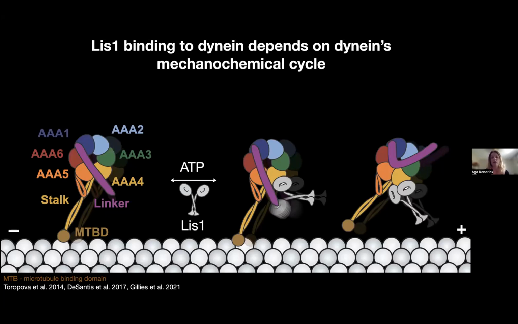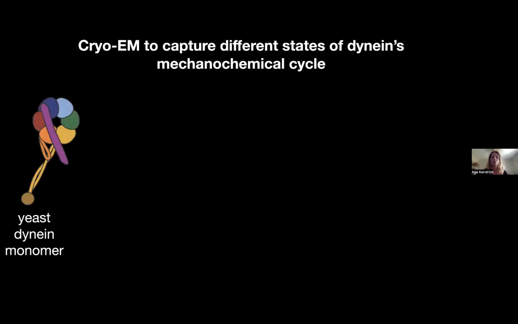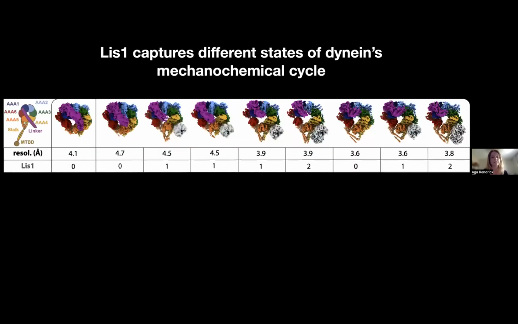To do this, I used cryo-EM to capture different states of the dynein mechanochemical cycle. I purified yeast dynein, and then I pre-incubated it with or without LIS1, and then made cryo-EM grids within 30 seconds of ATP addition, with the hope that I could capture the different states of binding. And that's exactly what I did.